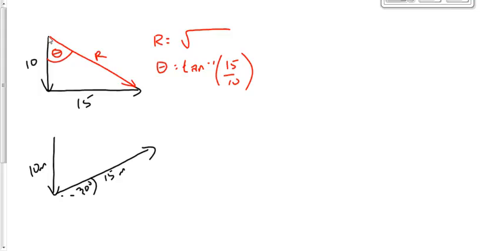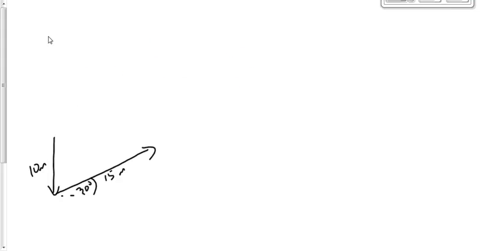So what we're going to do with this is take that funny angle off to the side and get rid of it. We got 15 meters. We got an angle of 30 degrees. And we have an x component to that 30 degrees, and we have a y component to that 30 degrees.